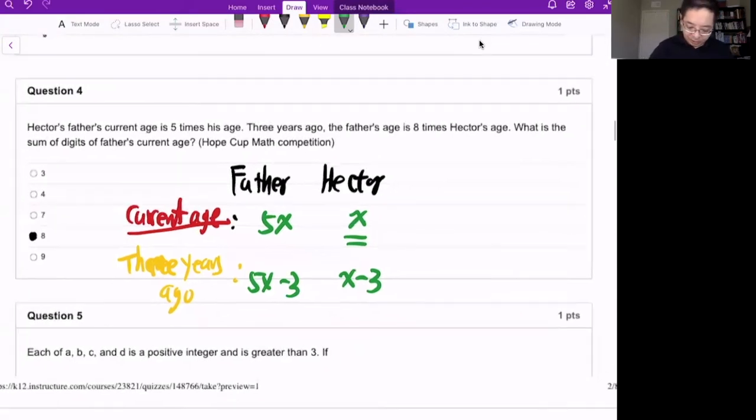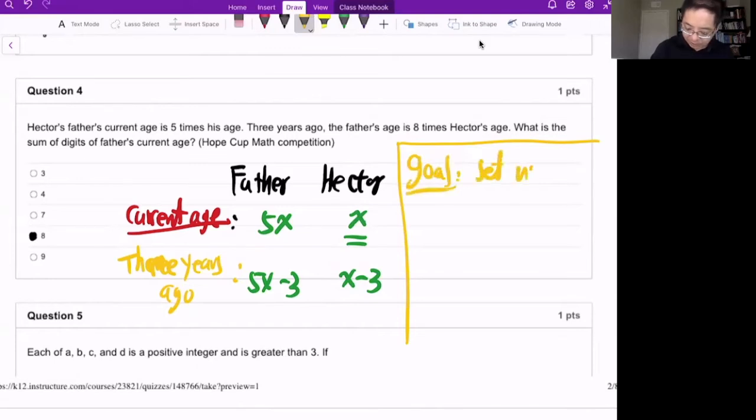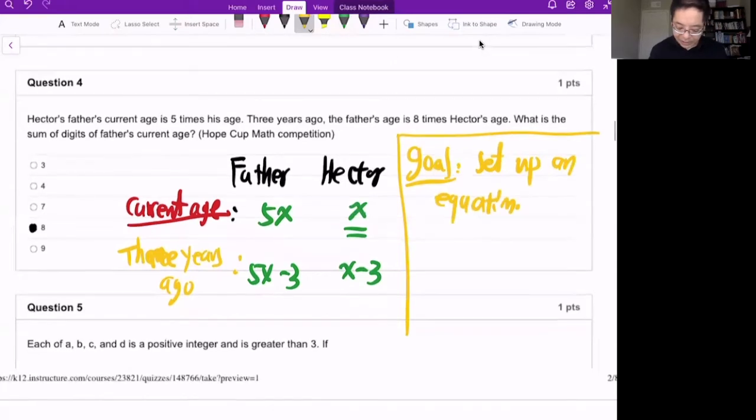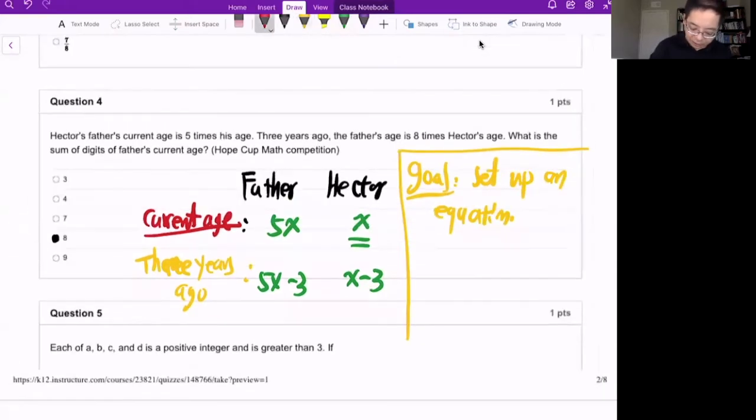All right, so now what we need to do is only set up an equation. So how should we set up the equation? So far, we haven't used one condition given in the problem. It says 3 years ago, the father's age is 8 times Hector's age. So it's right here.